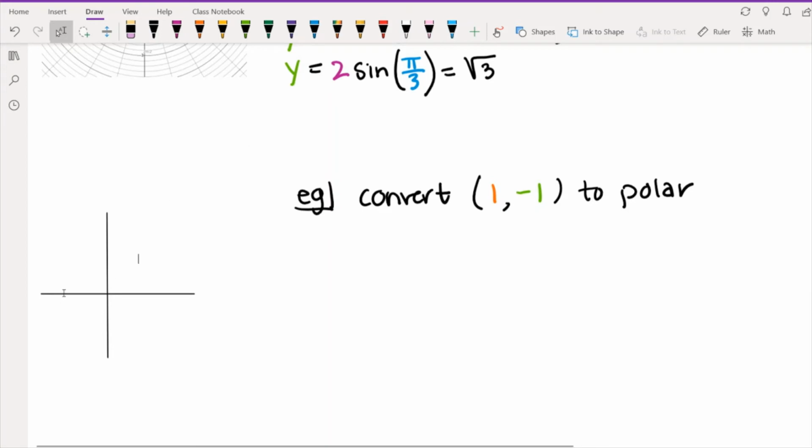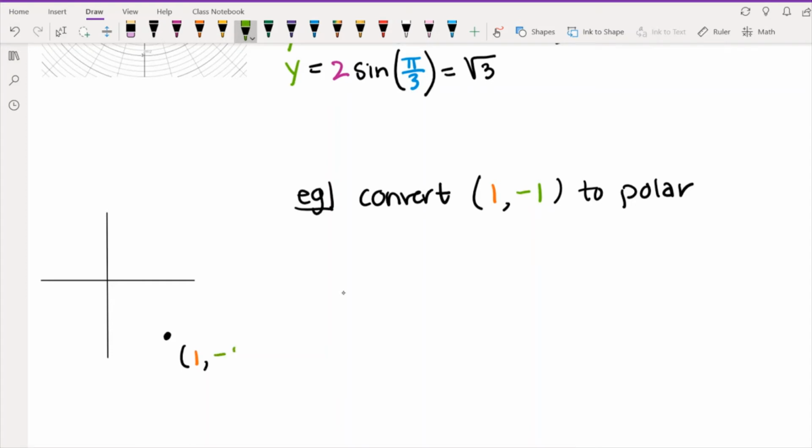Okay, so what does the point 1, negative 1 look like? Well, it would be like here, let's say. Make it nice and big. So that means that the x coordinate is 1 and the y coordinate is negative 1. Okay, so we could go up to those formulas and we'll confirm that the formulas work with our picture in a second, but I think in this case we can probably work it out just by looking at the picture, right?